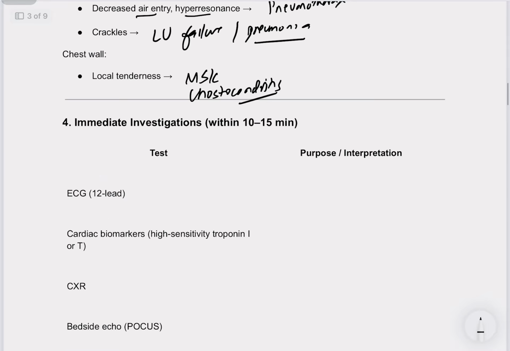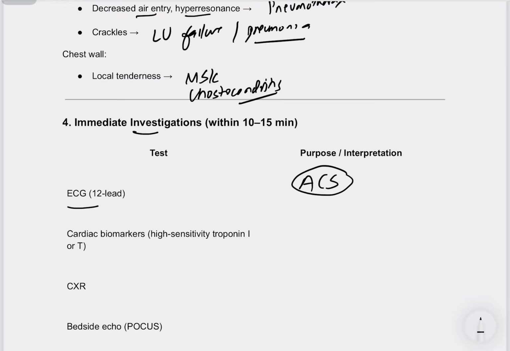After focused history, examination, taking ABC and vitals, we have to go for investigation as well. Within 10 minutes of arrival of the patient, we have to do an ECG. We have to look for signs like ST elevation or ST depression, new onset T wave inversion or hyperacute T wave, that helps us to diagnose acute coronary syndrome.